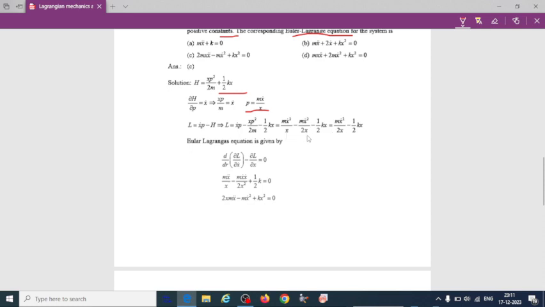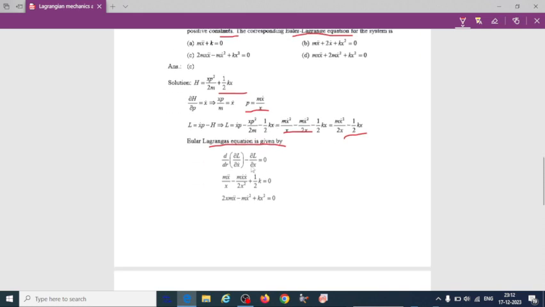So the final answer after solving it, you will get m x dot square divided by 2x minus half kx. So here you got the Lagrangian. Then after getting the Lagrangian, you have to find out the Euler-Lagrange equation. So what is the equation here? d by dt of dou L by dou x dot minus dou L by dou x equal to 0.